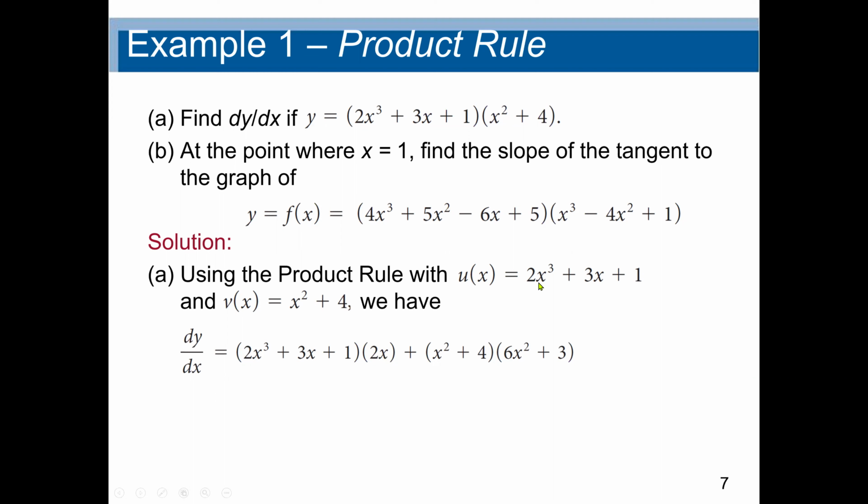So this is the solution here. We find the derivative of 2s cubed plus 3s plus 1, which will give us 6s squared plus 3. Then we multiply it by s squared plus 4. We find the derivative of s squared plus 4, which will be 2s. Then we multiply by 2s cubed plus 3s plus 1. So that's what we have here now. Then from here, we can open the parentheses and combine the like terms.